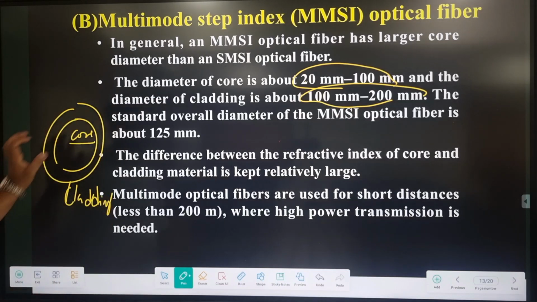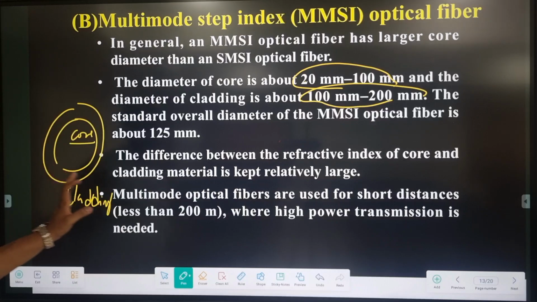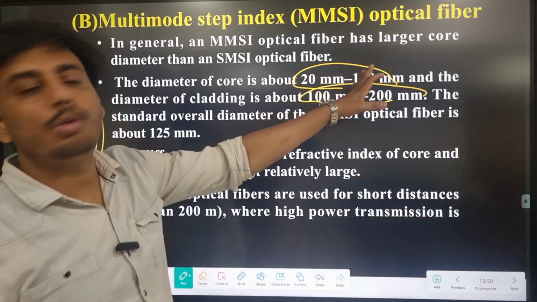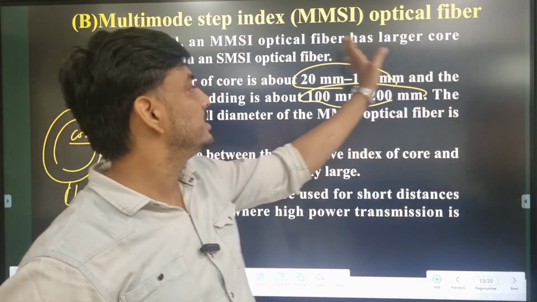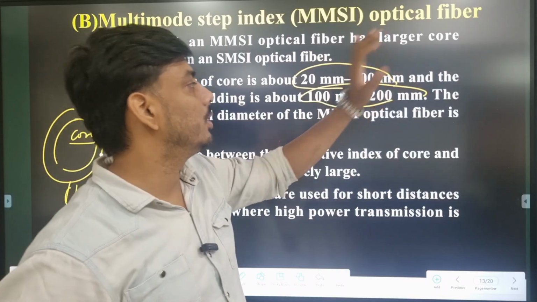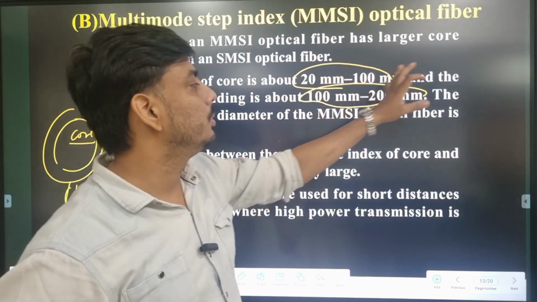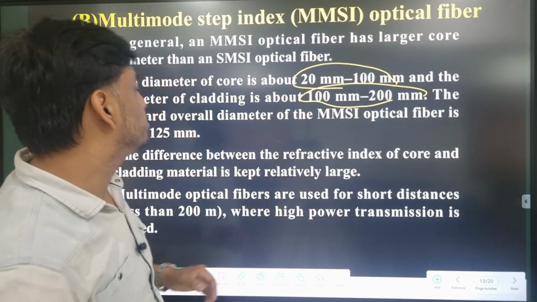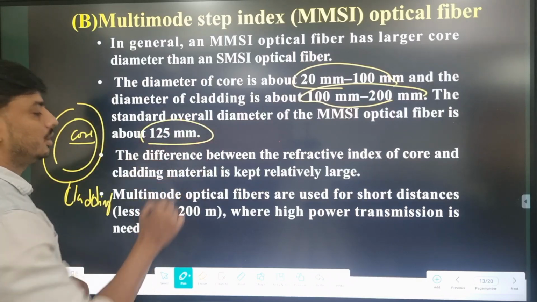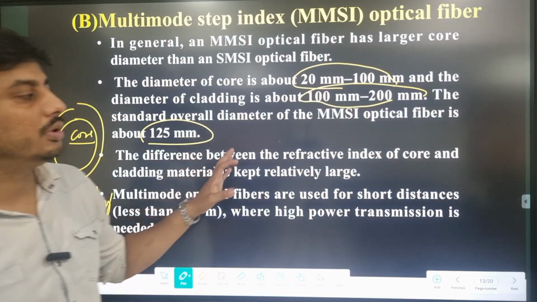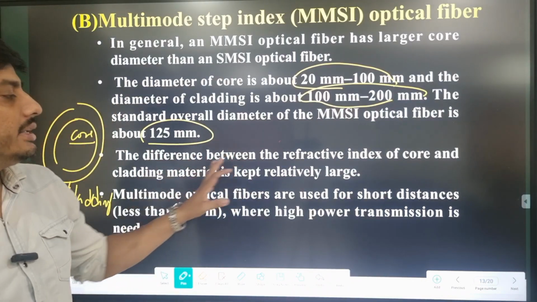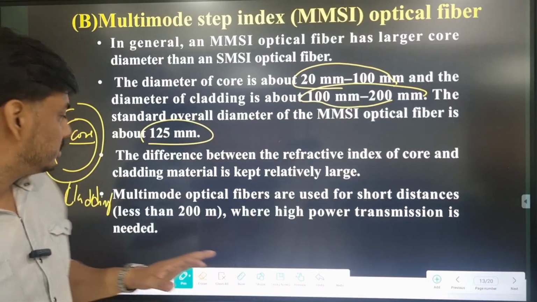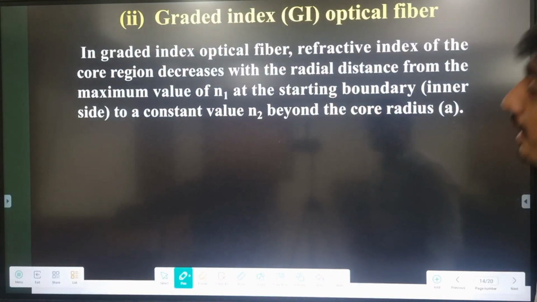This is the cladding region, core and cladding. Clear? You can also write down in the micrometer range. For small optical fibers, you can write 20 micrometer to 100 micrometer, then 100 micrometer to 200 micrometer. The average is 125, which is written here also. The difference between the refractive index of the core and cladding material is kept relatively large, because then we have graded index.